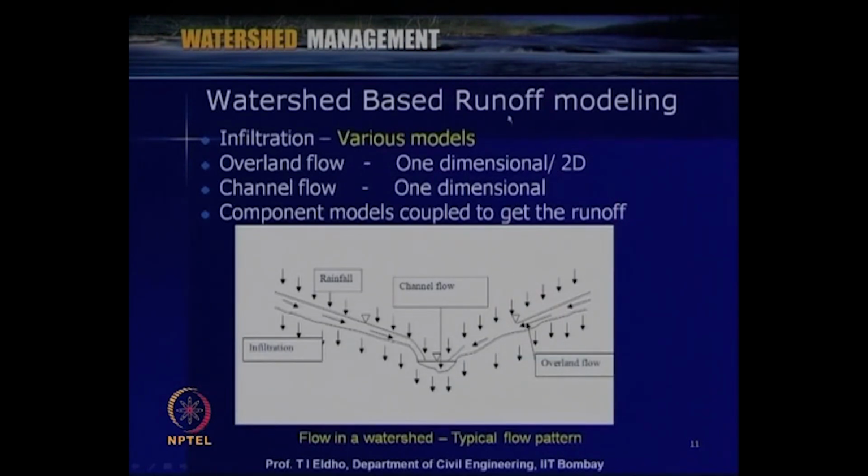And then if you are going for rainfall runoff modeling, we can decide the infiltration model which we are going to use. Various models are available as we discussed earlier, like Phillip model, Green-Ampt model, SCS-CN based model. And as far as overland flow is concerned, we can have either a one dimensional or a two dimensional model depending upon the data availability and the requirements. And generally for the channel flow, when we are going for rainfall runoff modeling in a watershed, we can go for one dimensional modeling. Then we couple all these processes like infiltration, overland and channel flow, so that we can get the runoff at a particular location.